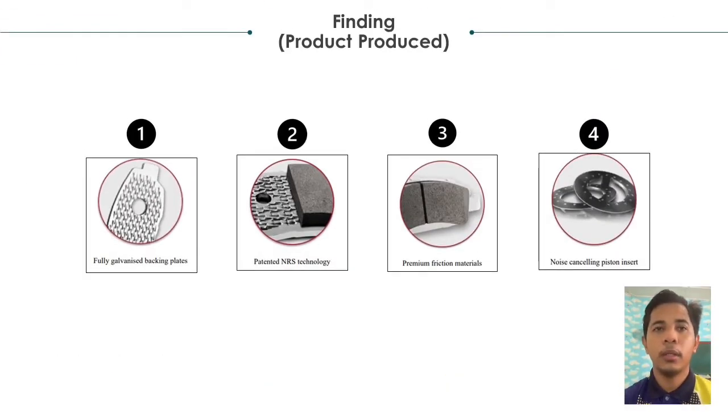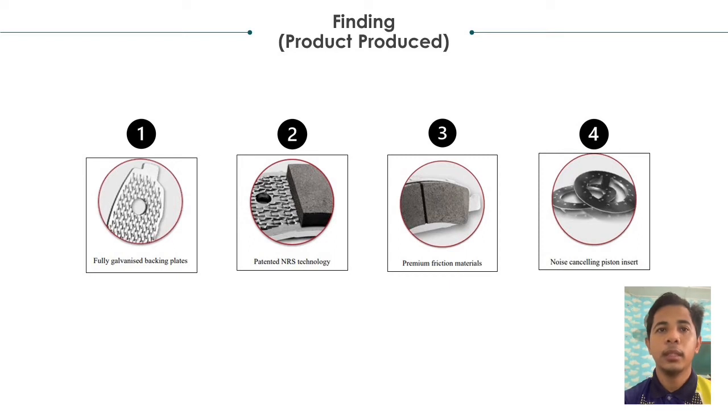So next, I'm going to present about the product produced. There are 4 technologies implemented in the NRS brake pad. The first one is fully galvanized backing plates. Galvanic protected backing plate can prevent rust and corrosion from building up, hence increasing the longevity of the brake pad.